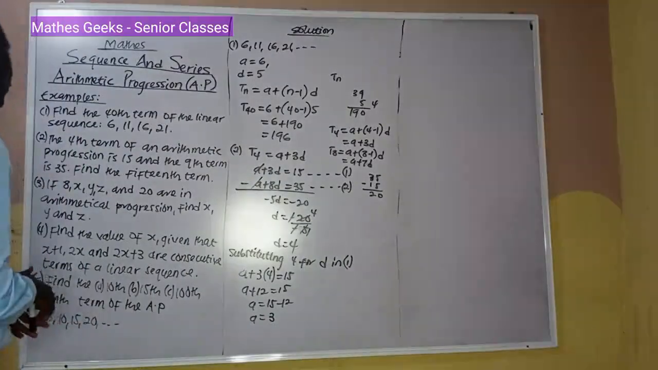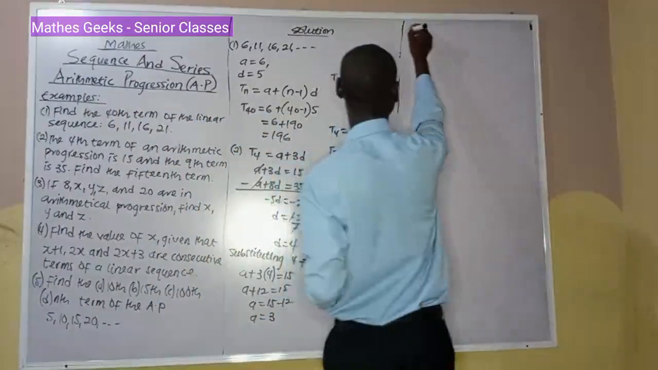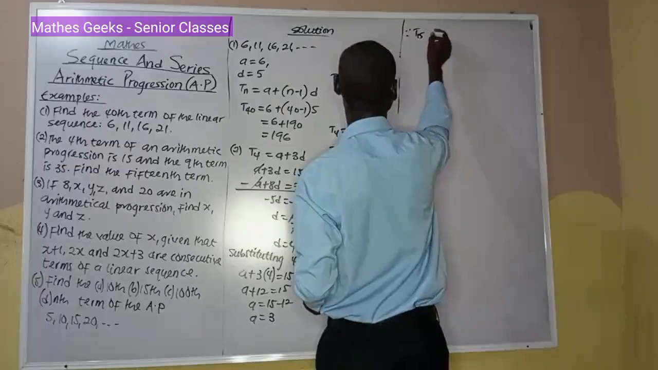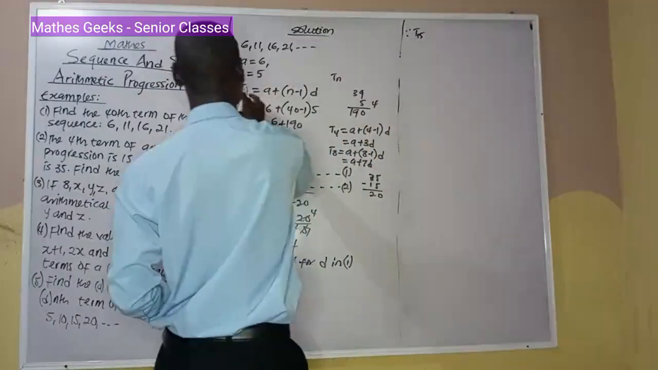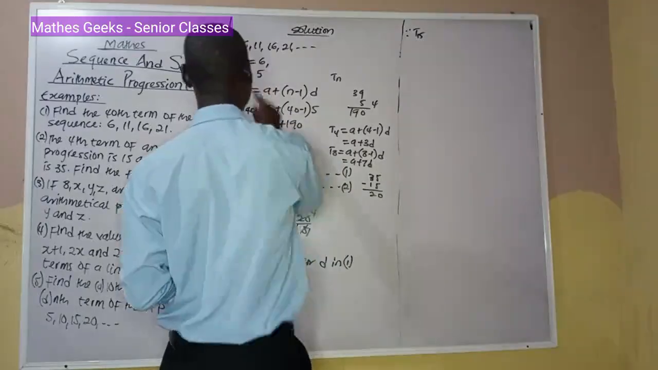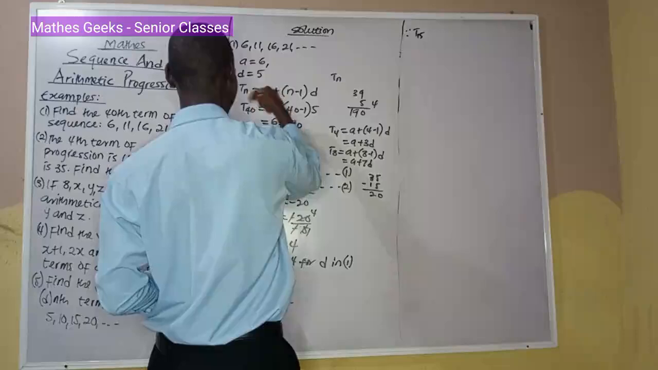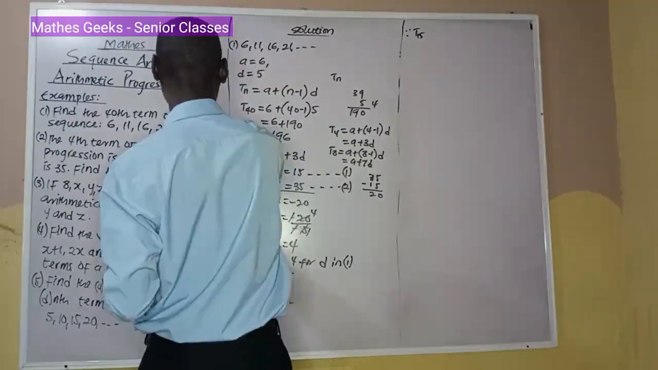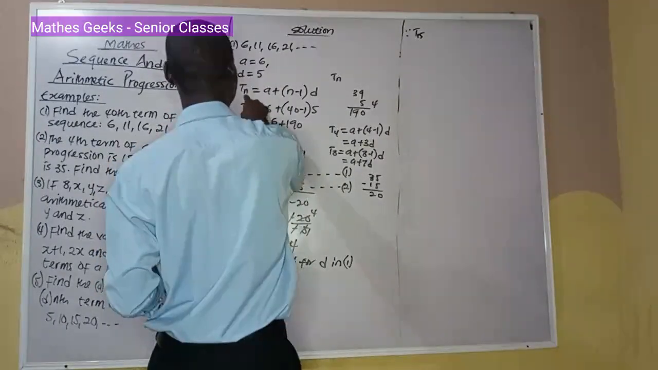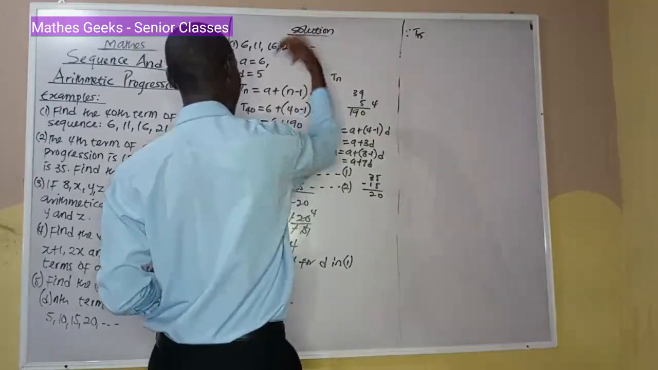But the question says that we should find the 15th term. So therefore, T15. Remember that in the general formula, Tn is equal to A plus n minus 1 D. So n is the number of the term we are considering. Now we want to look for the 15th term, so where we have n, we're going to put 15 there. That tells us that we are going to use this formula to generate the 15th term.